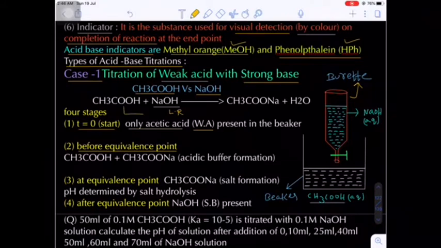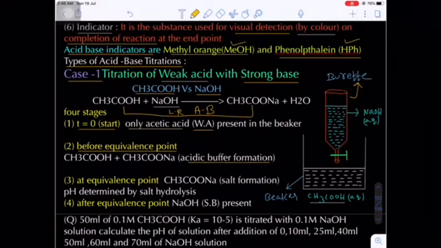Now remember, NaOH here is the limiting reagent. This is very important. In the beaker acetic acid is present and we are adding NaOH, which combines with acetic acid to form salt. So this is nothing but an acidic buffer. So before the equivalence point, an acidic buffer will be formed in the beaker. We know how to calculate the pH of an acidic buffer.